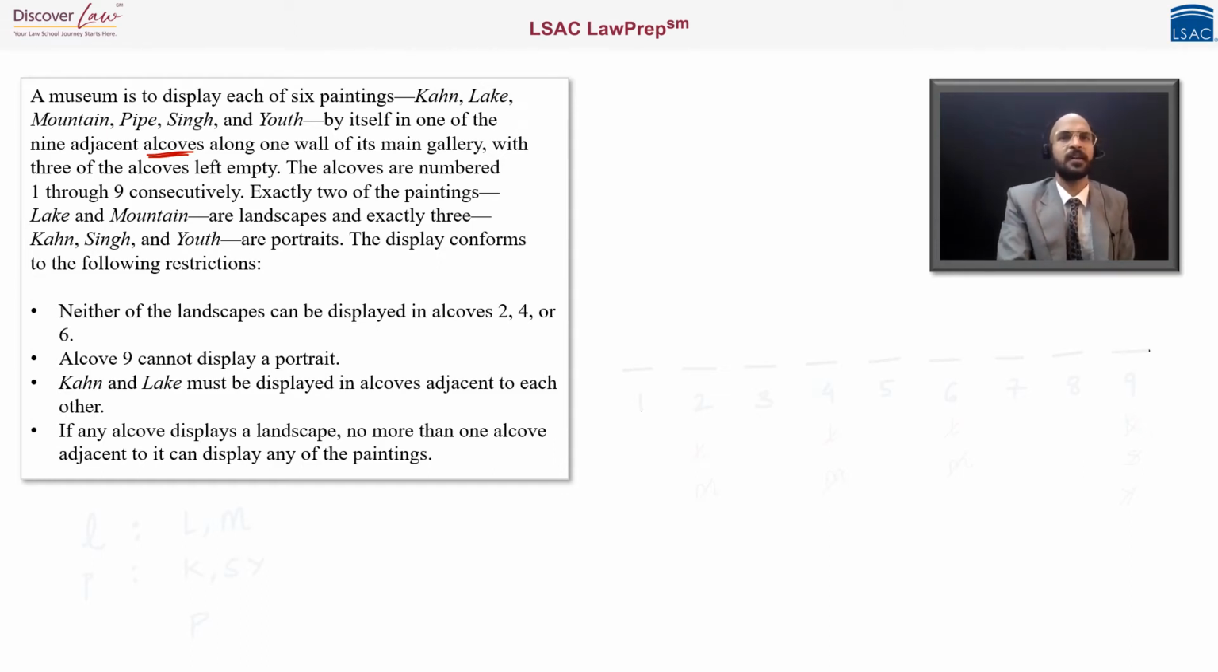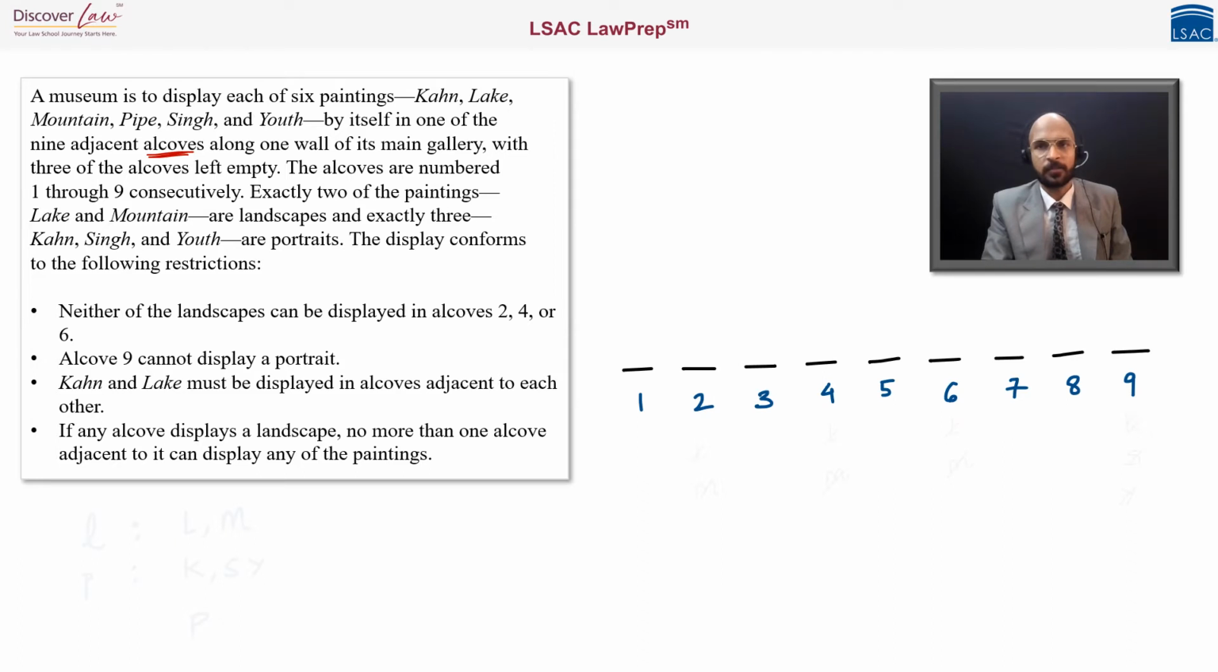Okay, so it says that you have 9 adjacent spots along one wall of the main gallery with 3 of them left empty. So you have 9 spots and 3 are to be left empty. The alcoves are numbered 1 through 9 consecutively. So we have 9 spots and we can number them 1 to 9. We need to know that 3 spots are left vacant.